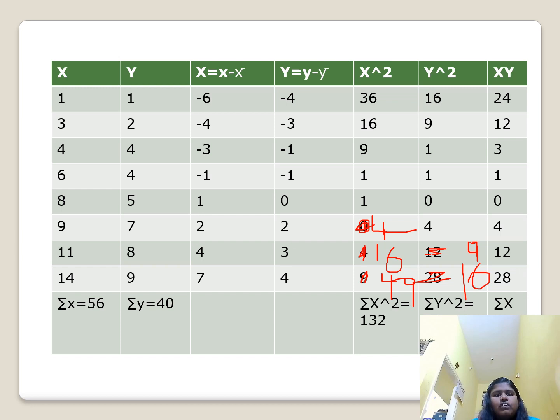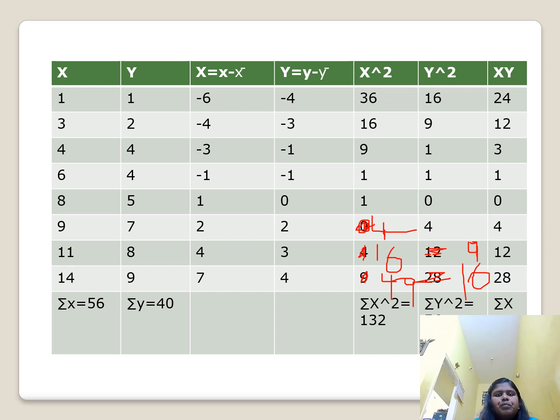X values are 1, 3, 4, 6, 8, 9, 11, 14. By adding all these, we'll get summation x is equal to 56. Y values are 1, 2, 4, 4, 5, 7, 8, 9. By adding all these values, we'll get summation y is equal to 40.